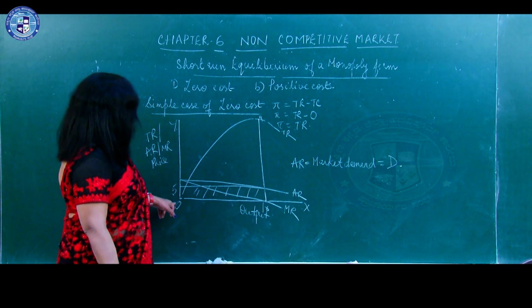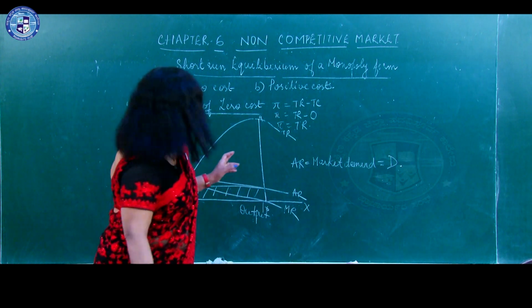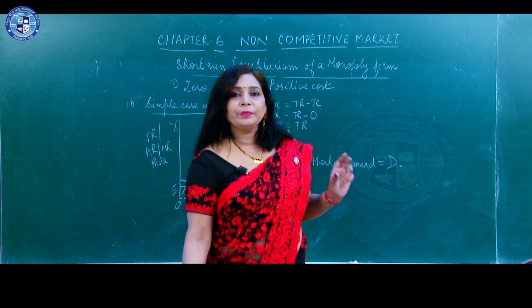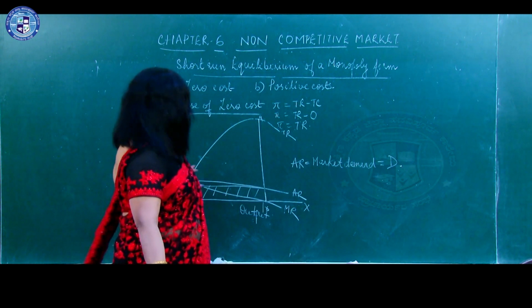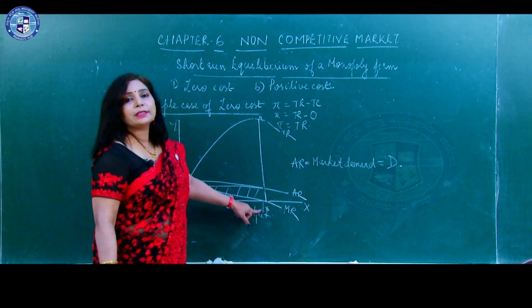Average revenue is represented on the y axis, and marginal revenue as well as the price are on the y axis too. So, what is the price that he is charging? He is charging 5 rupees for each bucket of water that he is selling to the people. So, 5 rupees is the price that is being fixed here, and the output is 10.